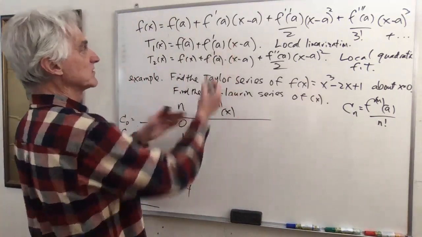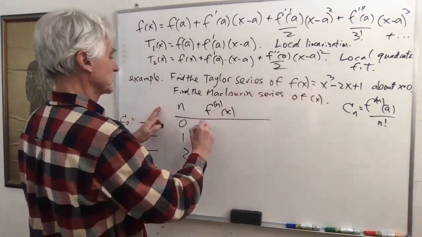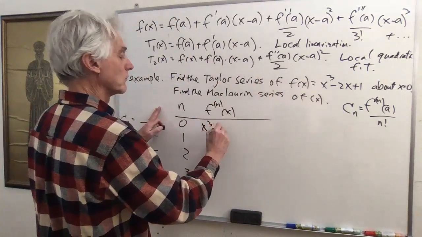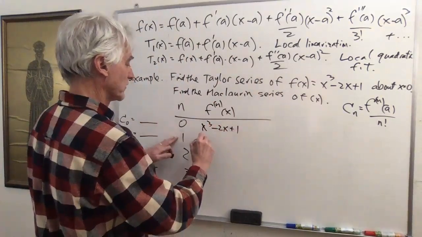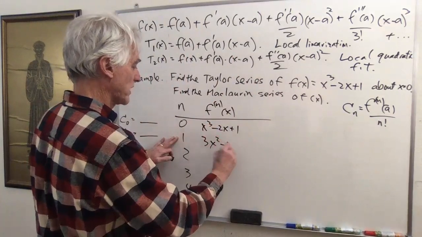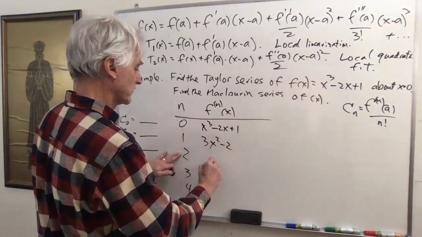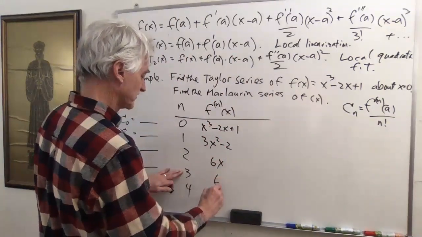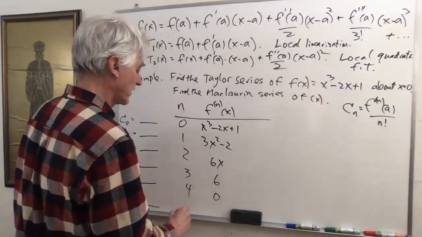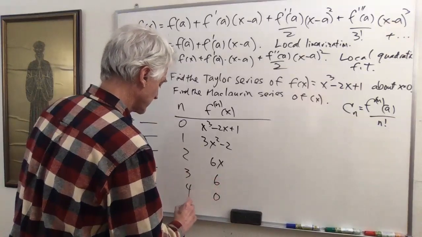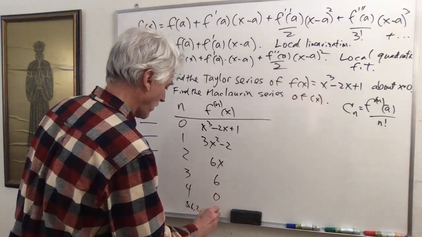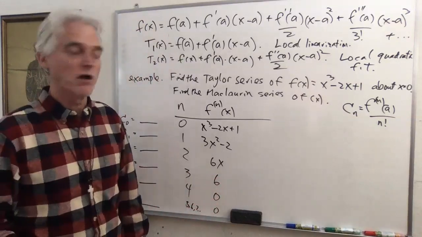The 0th derivative is the function itself. This is x cubed minus 2x plus 1. The first derivative is 3x squared minus 2. Second derivative is 6x. Third derivative is 6. Fourth derivative is 0. In fact, the fifth, 6th, 7th, all the rest of them are also 0, right?